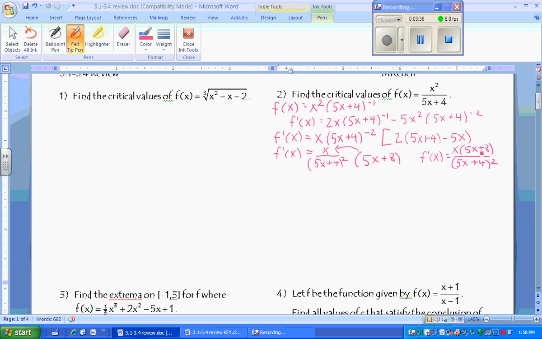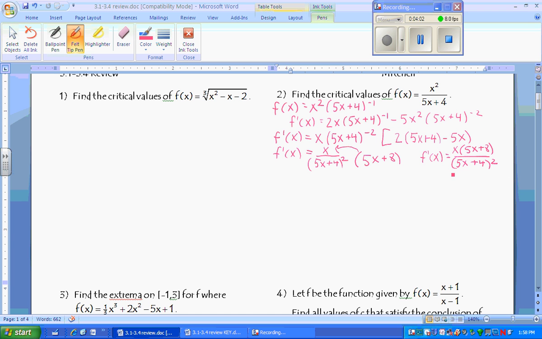And then because the 5x plus 4 is in the original, and this is 5x plus 4 squared, you don't have to set the bottom equal to 0, since it's not in the domain. When you have the same denominator in the original and in your derivative answer, then you don't set the bottom equal to 0.